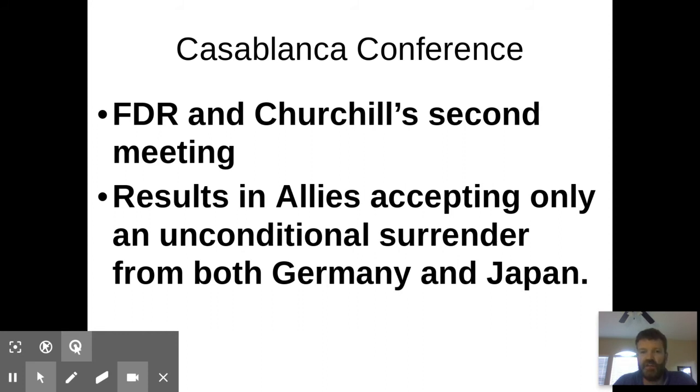So this is not going to be a surrender where you can say, well, we're going to leave Hitler in power, or we're going to leave Hirohito in power in Japan. Nope, can't do that. It's one or the other. Either they stay in or the war continues. And then if you want the war to end, they have to be gone. Okay, there's no conditions. It has to be unconditional surrender.